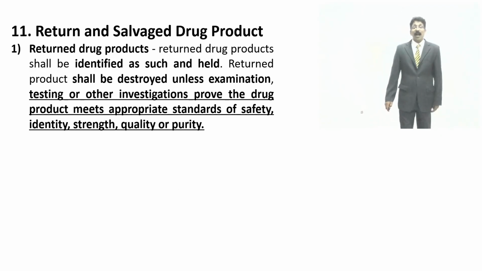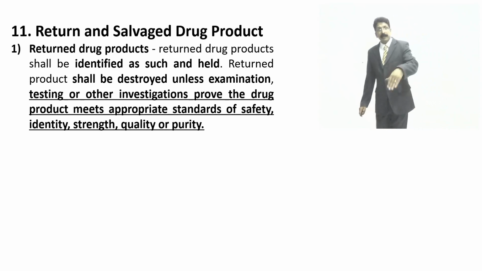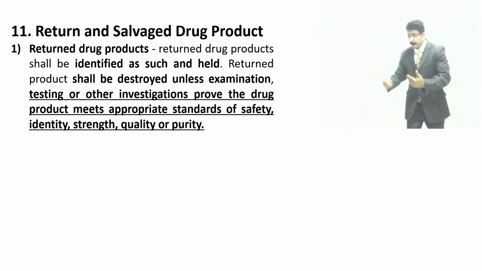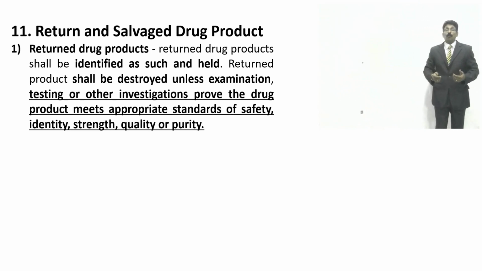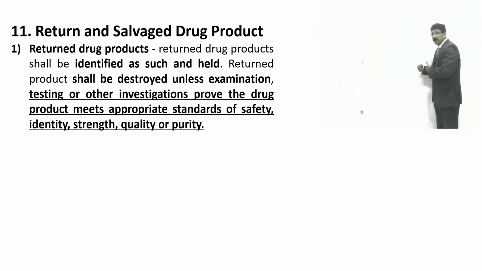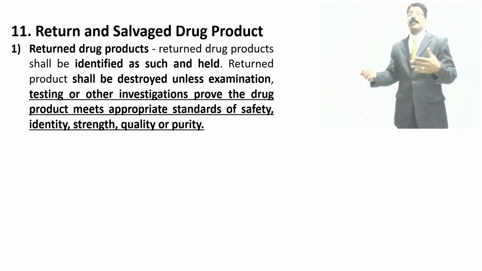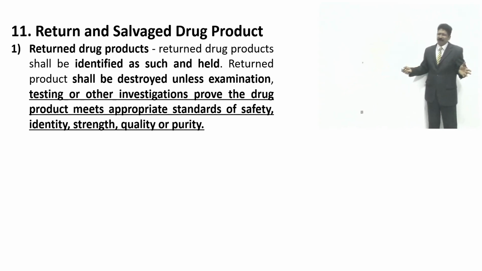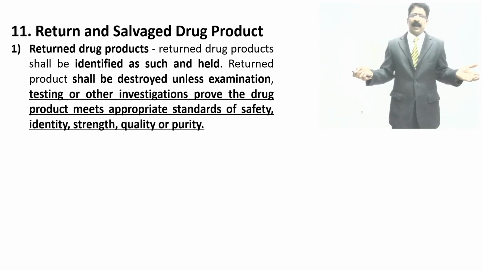The last one in this session is the 11th one: returned and salvaged drug product. Returned product is product returned from the consumer, or from the retailer to the wholesaler, and the wholesaler will bring it back to the company or the manufacturer. It may be deteriorated, damaged, or expired. If it is expired, damaged, or completely deteriorated, it has to be destroyed. It should not be brought inside the premises.